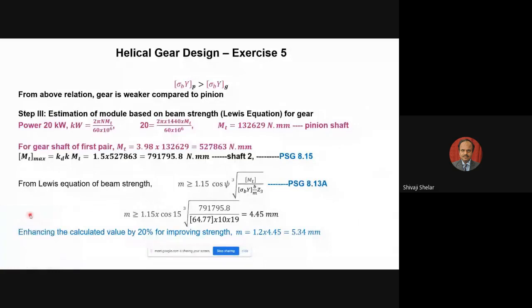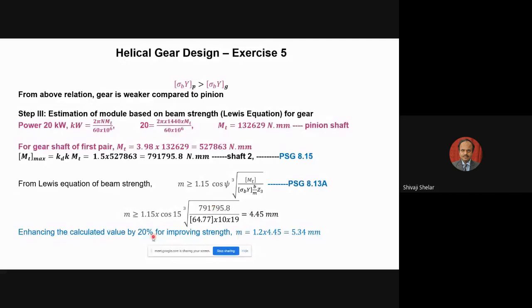Okay, so by putting the values in this equation, we have calculated each and every value. We know helix angle is 15. This is the design torque just calculated above. Then we are using the weaker value. Weaker value is for gear. So sigma B Y value for weaker here. Small mistake I have done. Here instead of 19, it should be 76, because we are designing for gear. That will change your calculation, and this value may come in the range of 4 to 4.45 millimeter. So this is the initial design value.